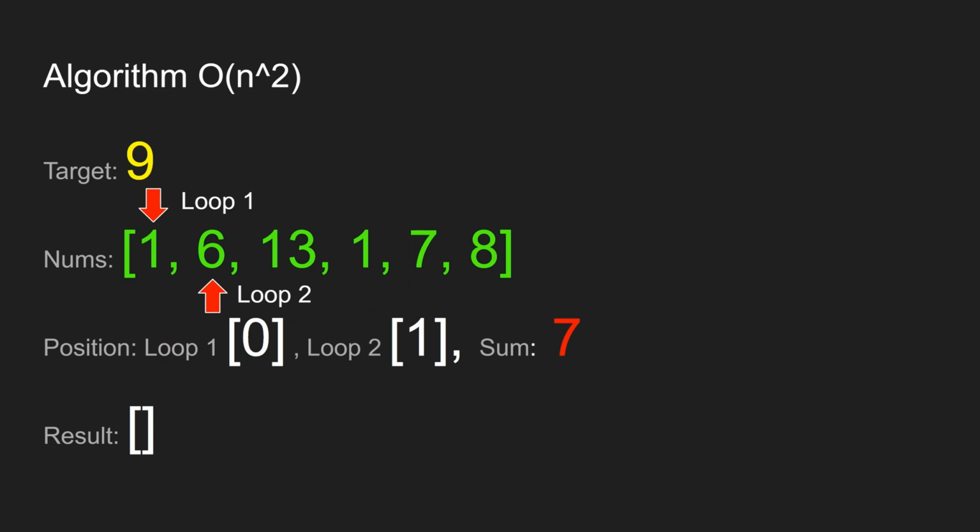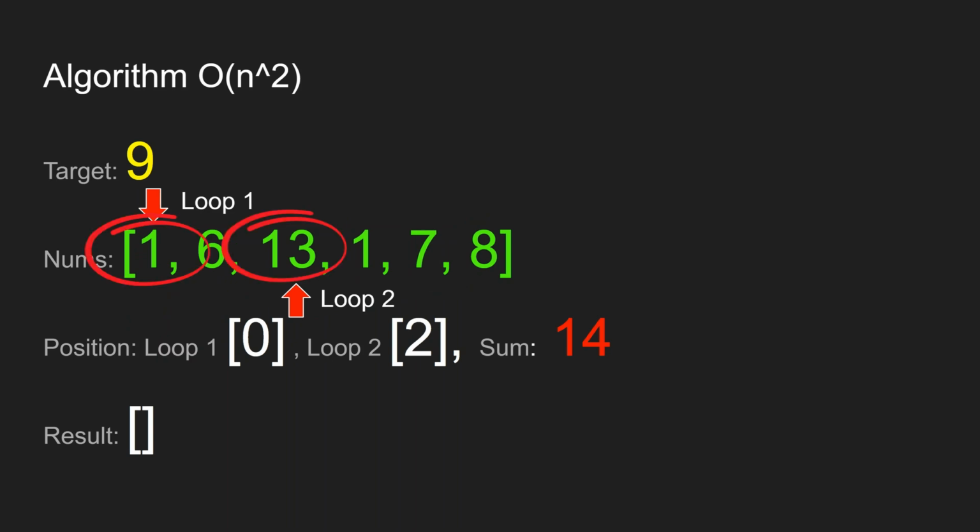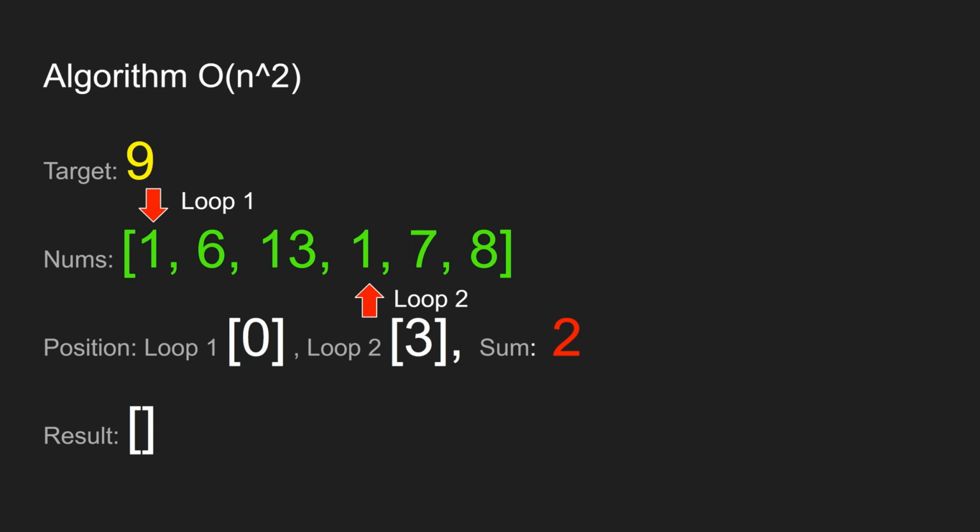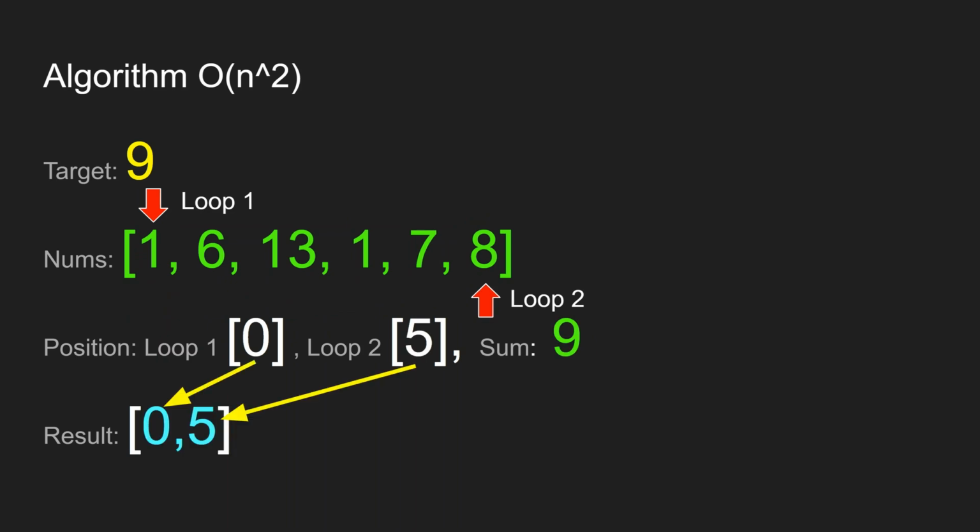To start with, loop 1 points at 0 and loop 2 points at 1, which are 1 and 6. We sum those two together, that gives us a 7, which isn't a match. Next element is 13, so 1 plus 13 is 14, that's not a match. Then we have 1, 1 and 1 is 2, not a match. 1 and 7 is 8, which is not a match. And then finally we have 1 and 8, which is 9, and that is a match. So we take the indices of both of these elements, which are 0 and 5, and then we return that back to the function.